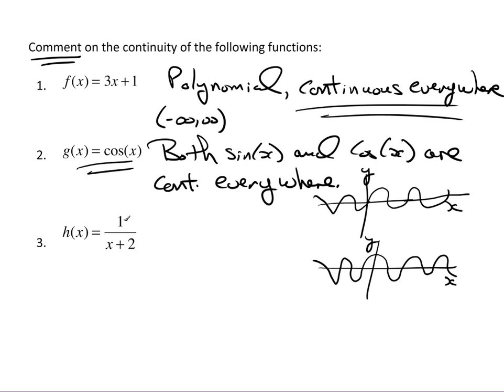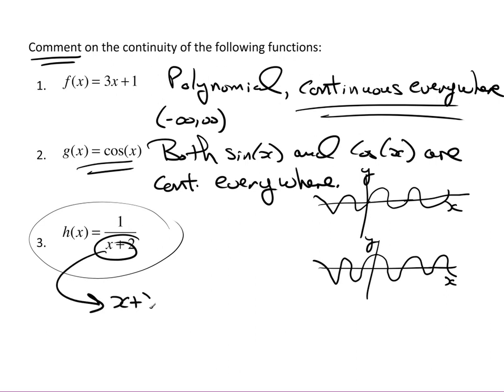This next one, h of x equals 1 over x plus 2. Okay, now I'm dealing with something that looks like a rational function. Now I really need to be concerned about when the denominator is 0. Because when the denominator is 0, that's what's going to create a situation where I may have, or will have, a point of discontinuity. So all I'm going to do is take the denominator and set it equal to 0. X plus 2 equals 0. That implies x equals negative 2.